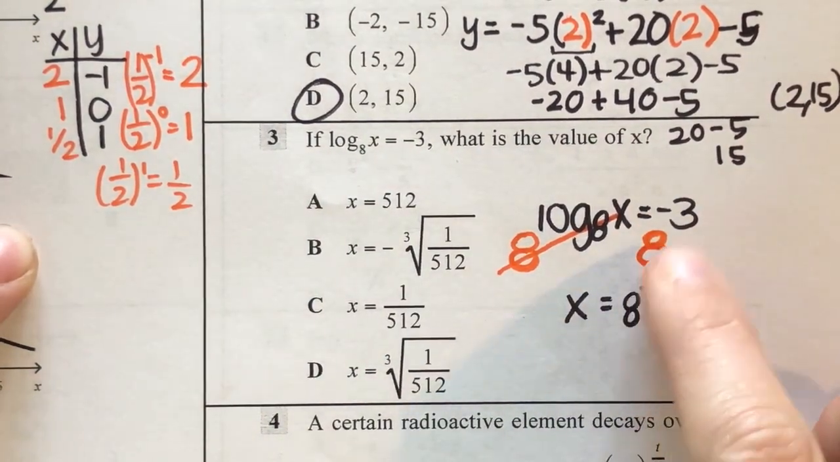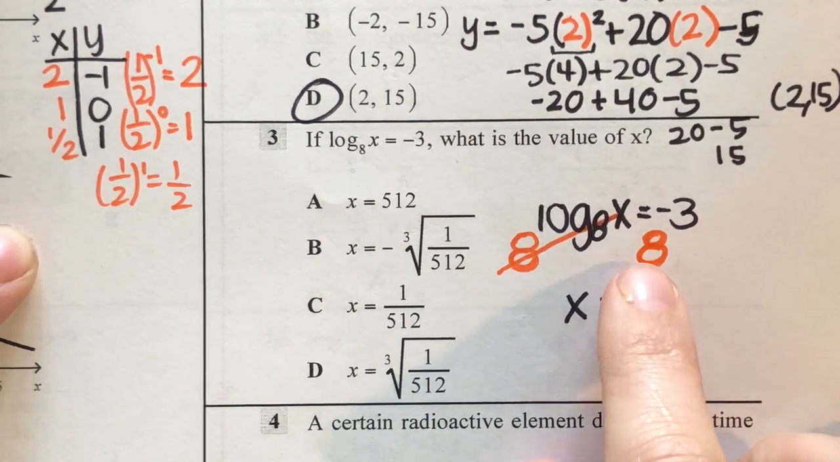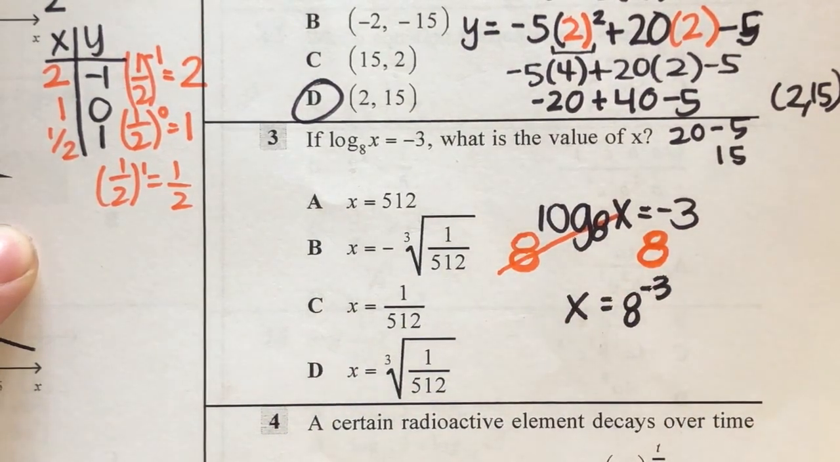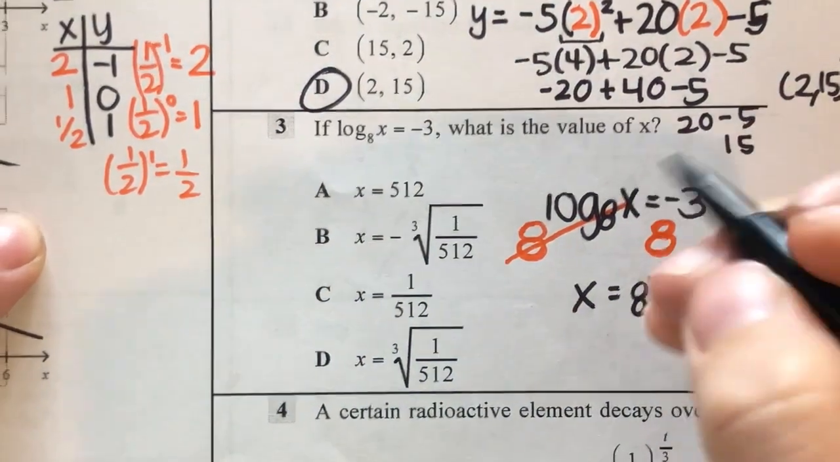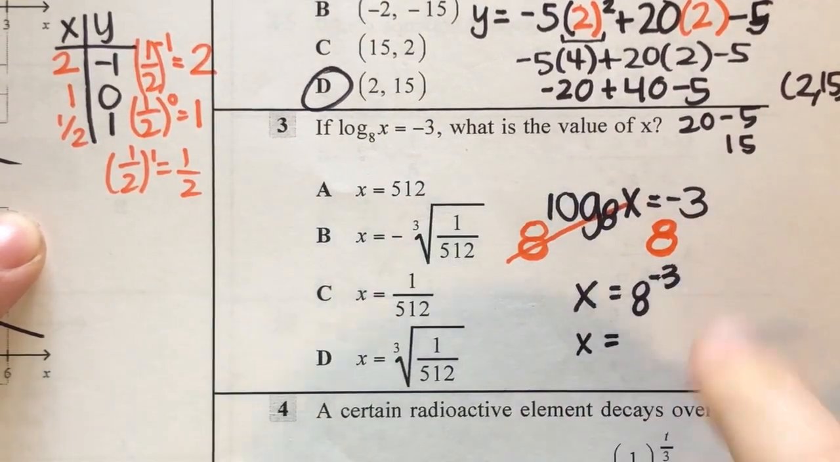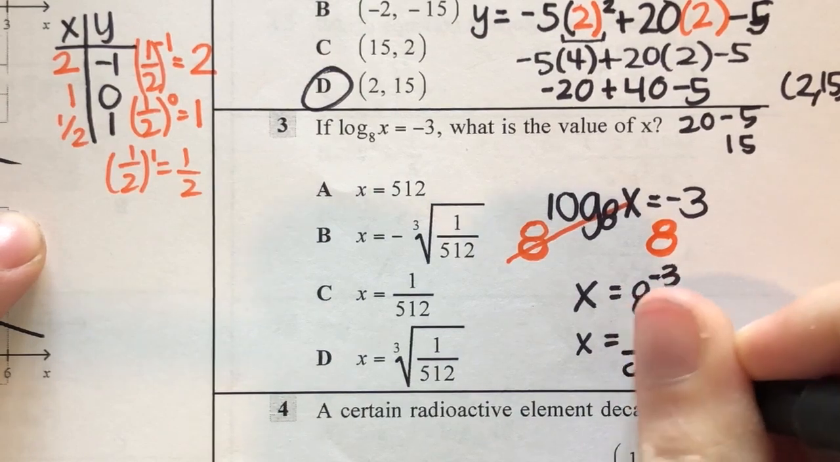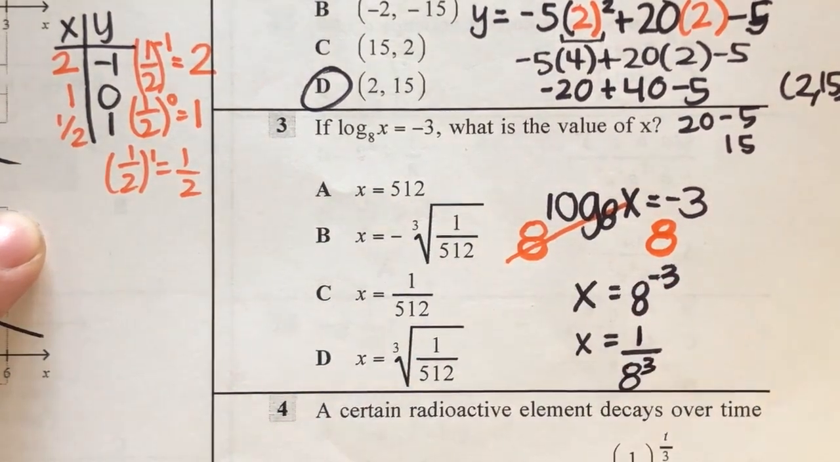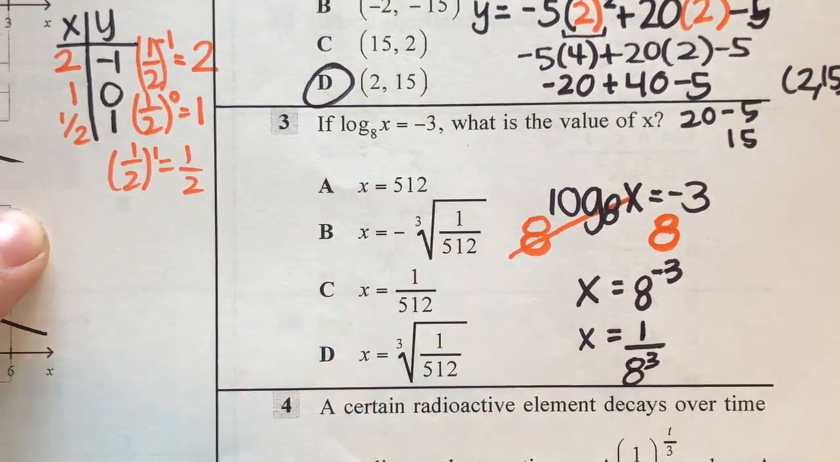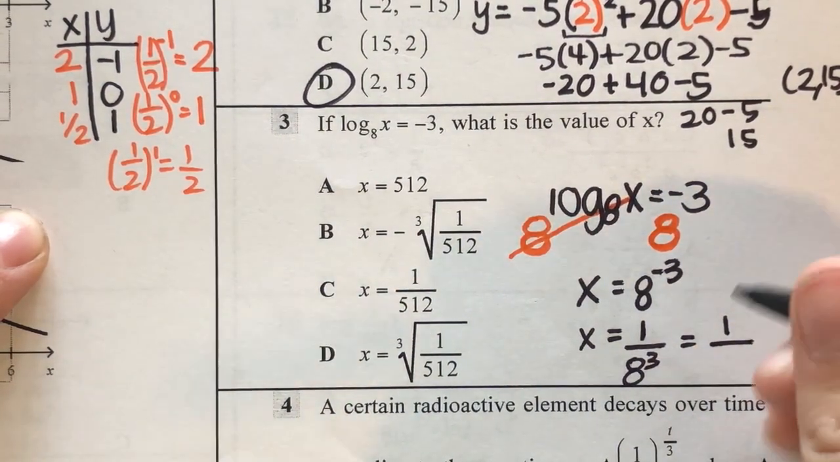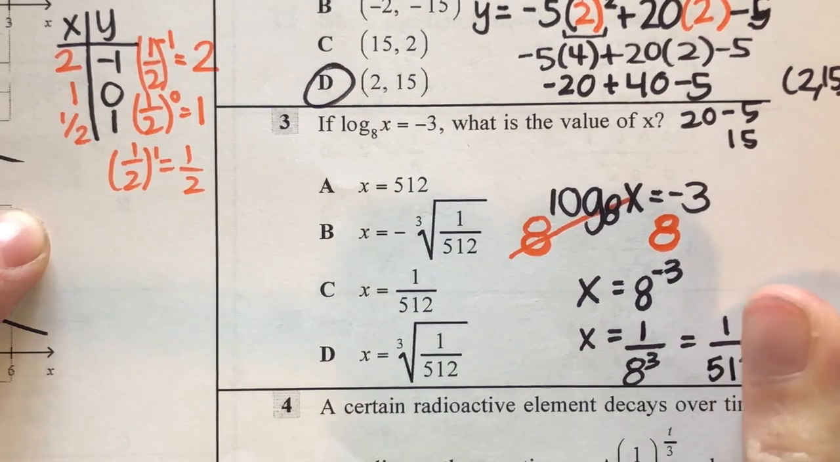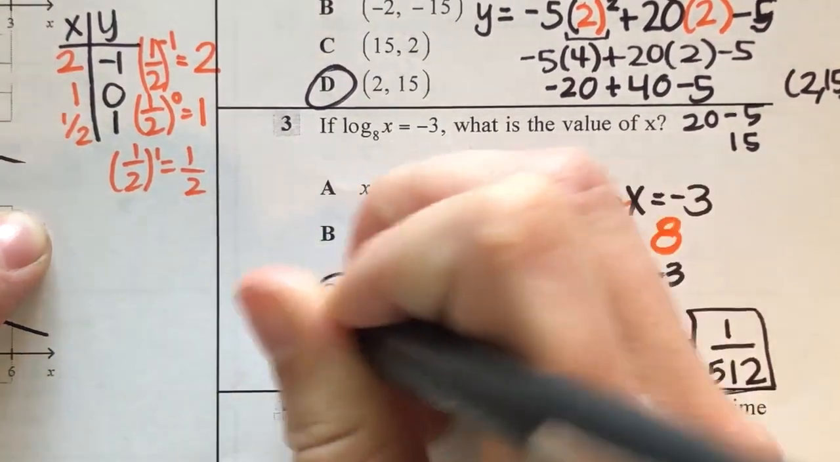So remember, it doesn't mean 8 times negative 3. 8 is your exponent raised to the negative third power. So we remember the exponent, when it's negative, is going to move it to the bottom of the fraction. So it's now 1 over 8 cubed. And 1 over 8 times 8 times 8 is 512.